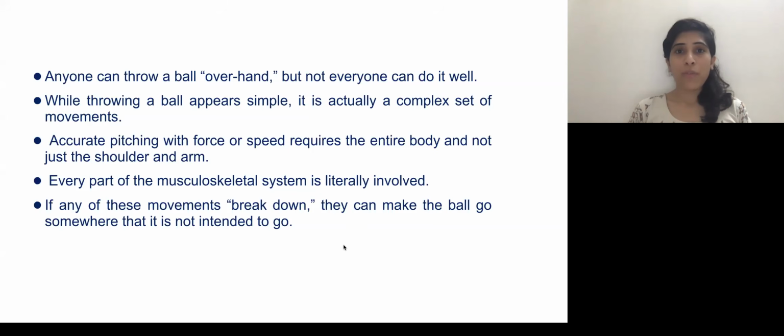Accurate pitching with force, speed, and power from a particular group of muscles in the body requires the entire body and not just the shoulder and arm. So the overall body's musculature gets activated during throwing activities. Every part of the musculoskeletal system is literally involved in this throwing activity. And if any of these movements is affected, then the ball can go somewhere that is not intended.